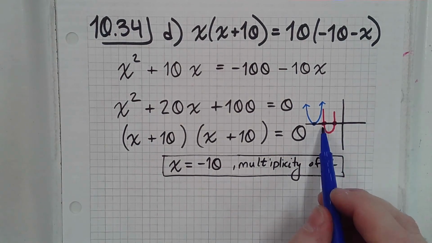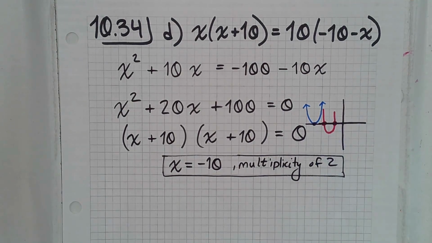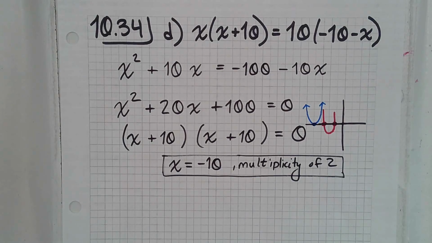So normally we expect 2 different answers because it's going to dip down and then come back up somewhere else. This one comes up and goes down in the same spot. So it counts. That's 10.3.4 part D.